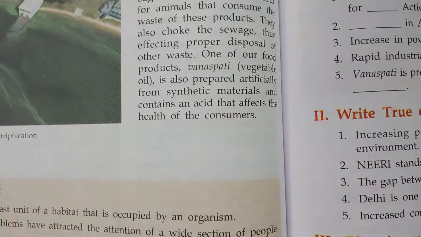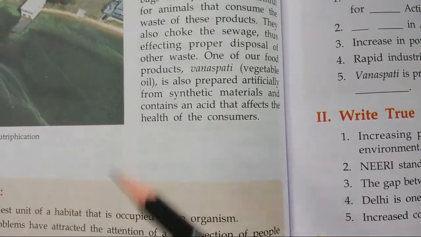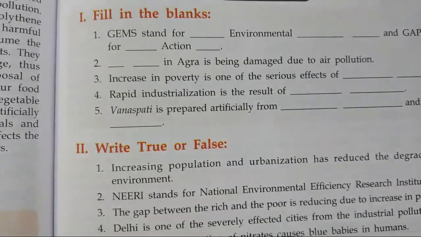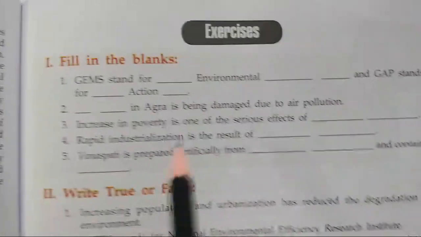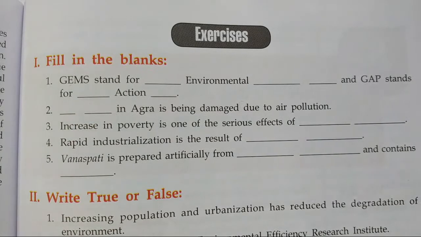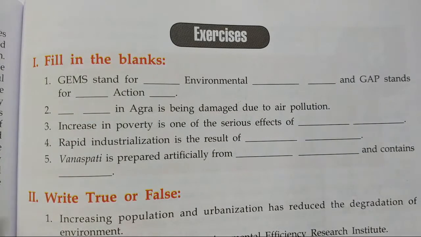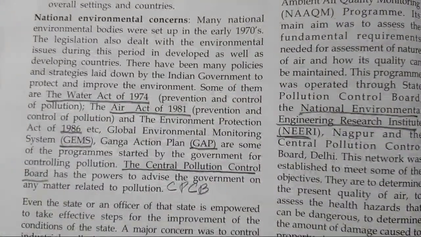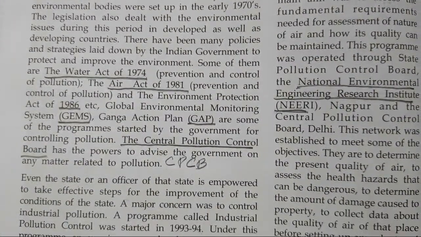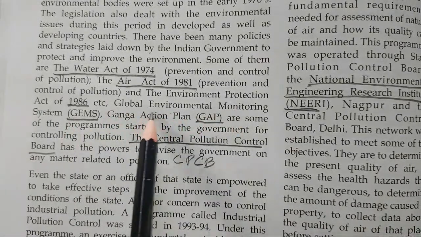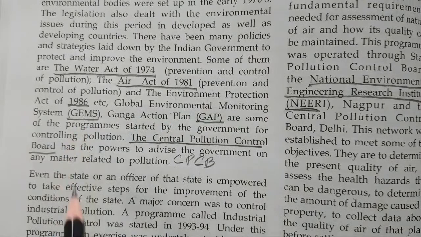So this is the end of this topic, and hope you have understood. Now quickly let's come to the fill in the blanks. We read the topic and we found this word. GEMS stands for what? So we read it, GEMS. It is given here, GEMS, the Global Environmental Monitoring System.